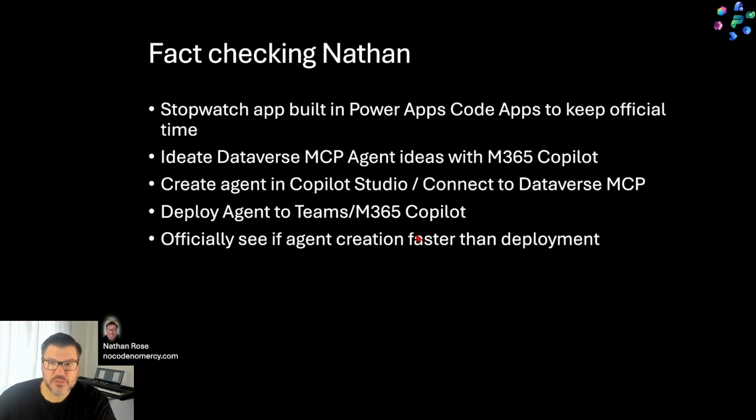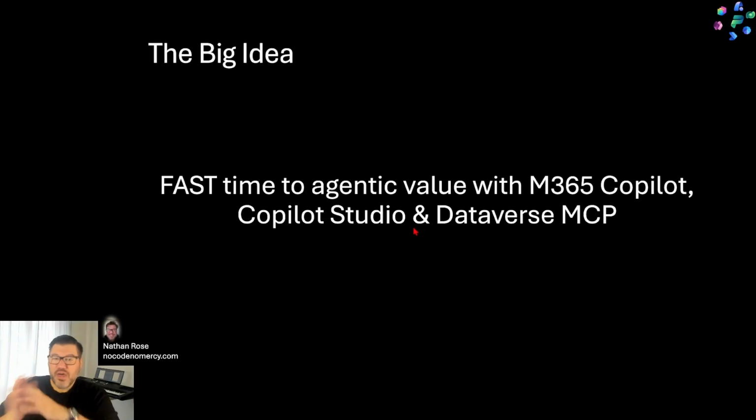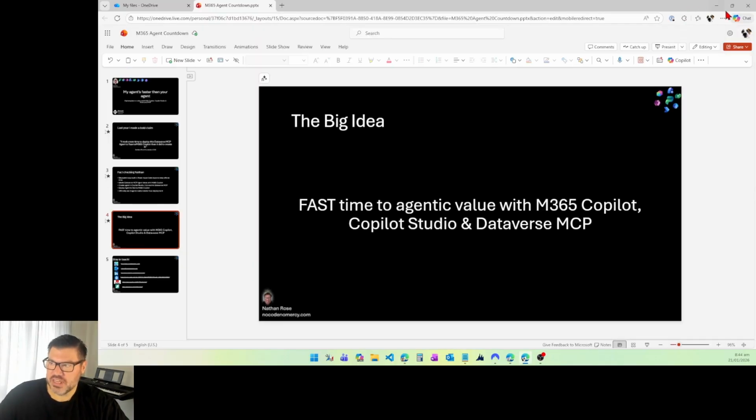All right, why does all of this matter? Well, whether or not my claim was correct, the fact of the matter is that using tools like M365 Copilot and then combining it with Copilot Studio and Dataverse MCP, I get incredibly fast time to agentic value. I can create agents that are doing stuff and delivering value to my organization in less time than ever before. We're talking like sub 10 minutes here. So let's get into it and start the demo.